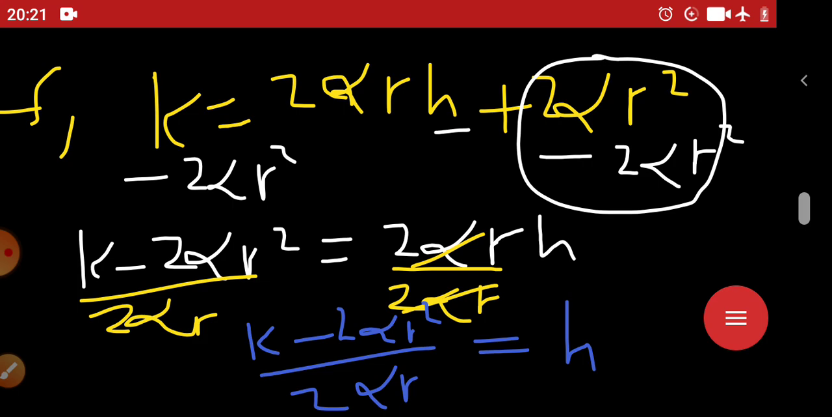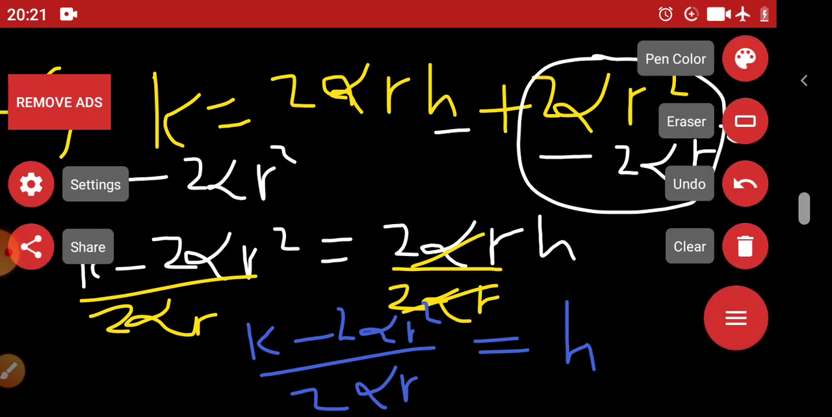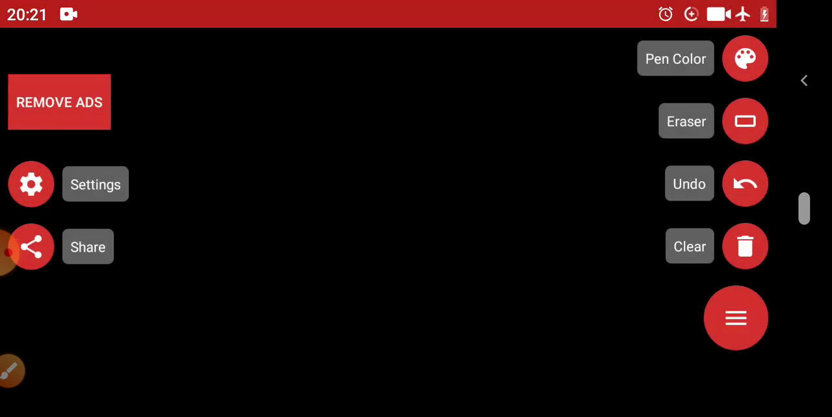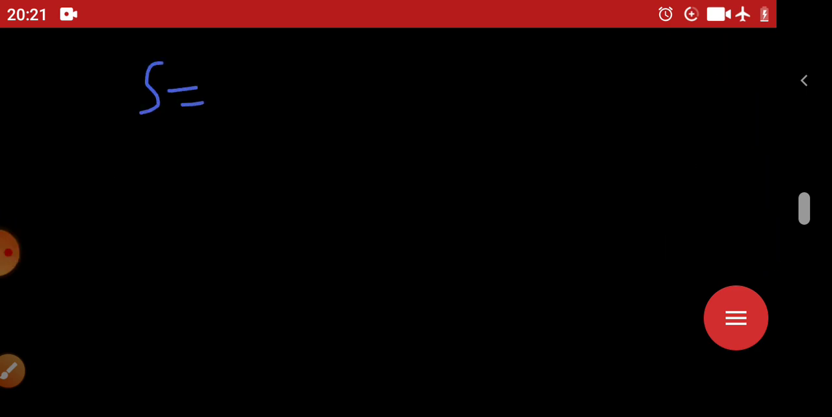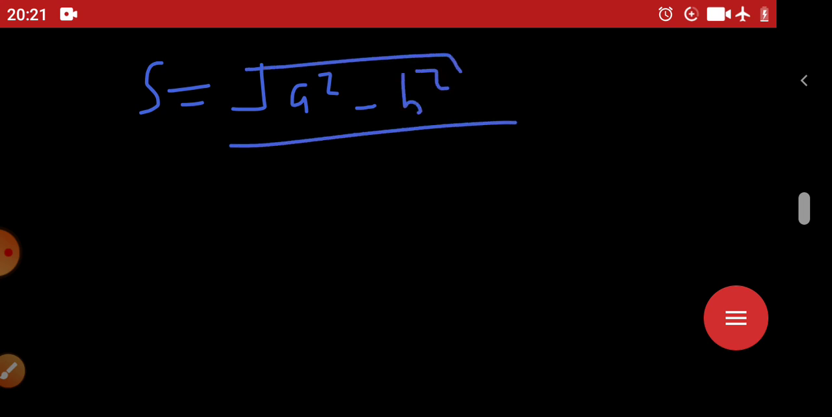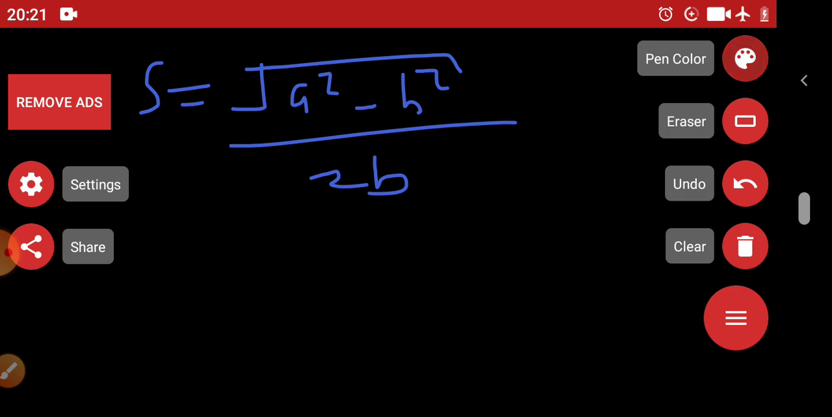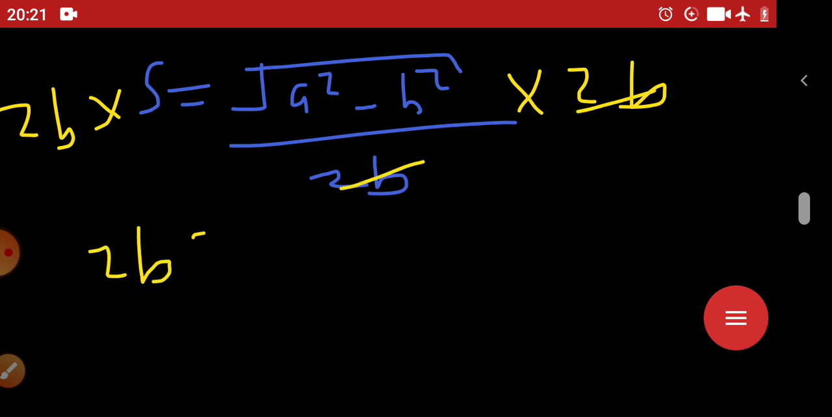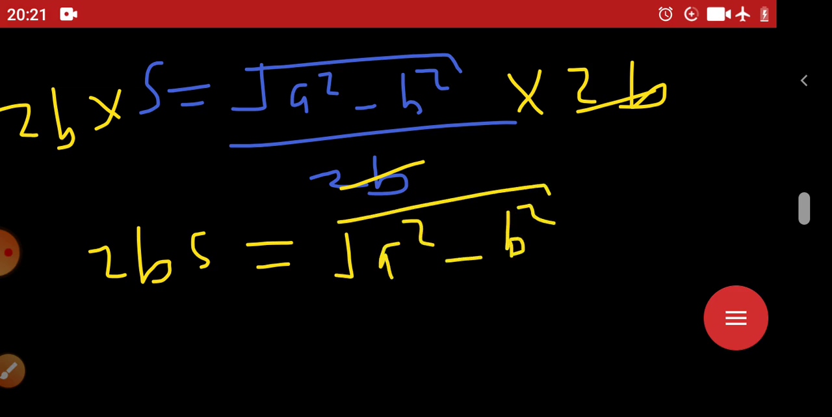So we do G and then we are done. G says that we have S, which is equal to the square root of a squared minus b squared, divided by 2b. We want to make a the subject of the formula. So we multiply by 2b on both sides. We'll have 2bS is equal to the square root of a squared minus b squared.